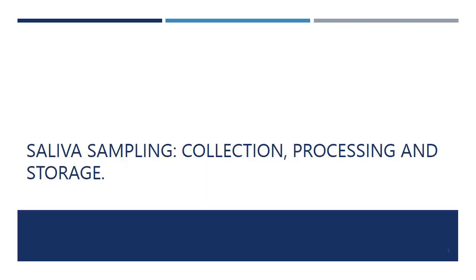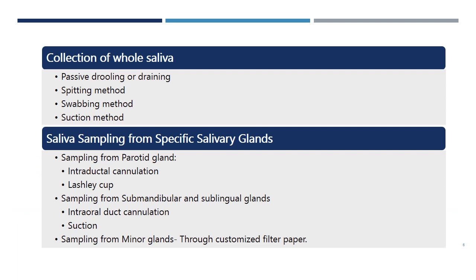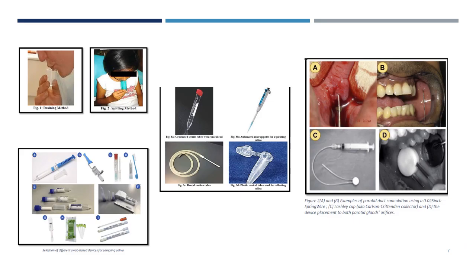Saliva sampling. Saliva collection can be done by two methods: collection of whole saliva and saliva sampling from different salivary glands. These are various diagrams showing the various methods like the draining method, spitting method, various swab-based devices for sampling of saliva, graduated tubes or ductal and suction tubes, and various micropipettes which can be used for saliva sampling. Lastly, the Lashley cup for parotid gland saliva sampling is also shown.